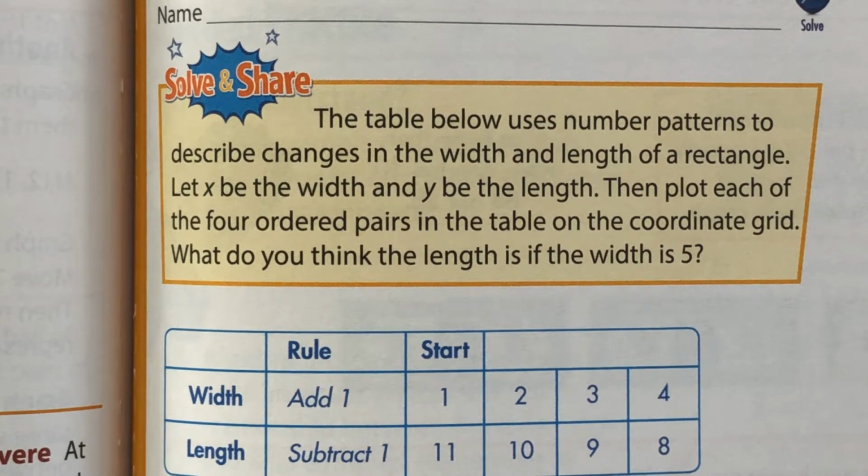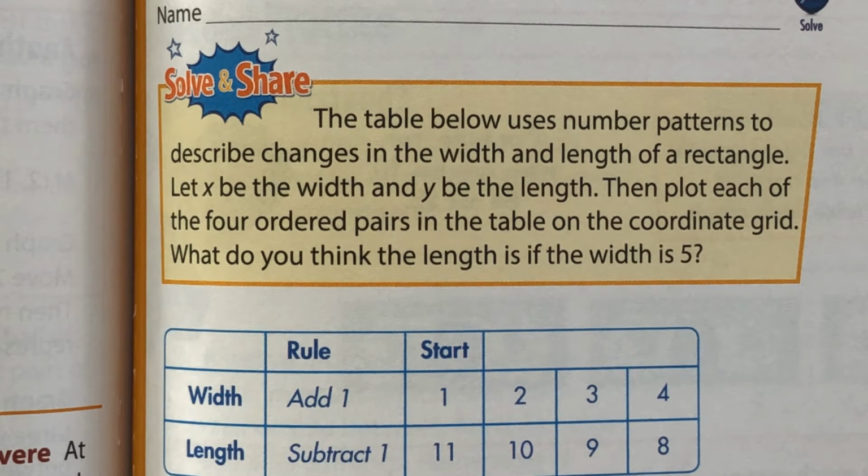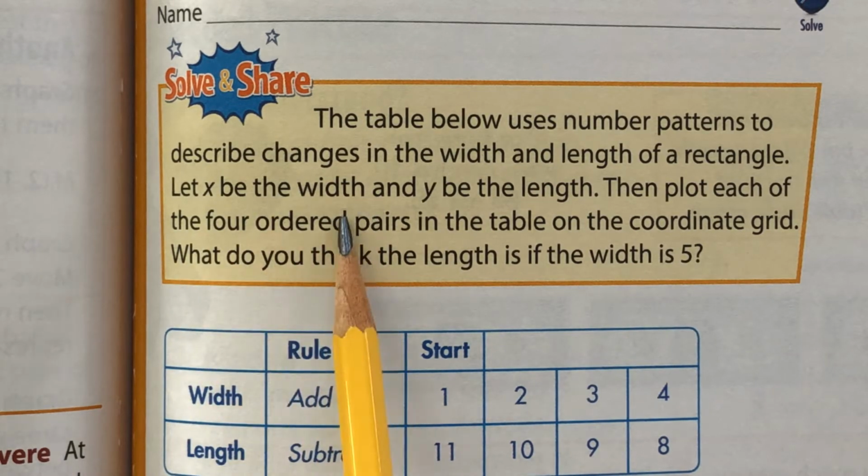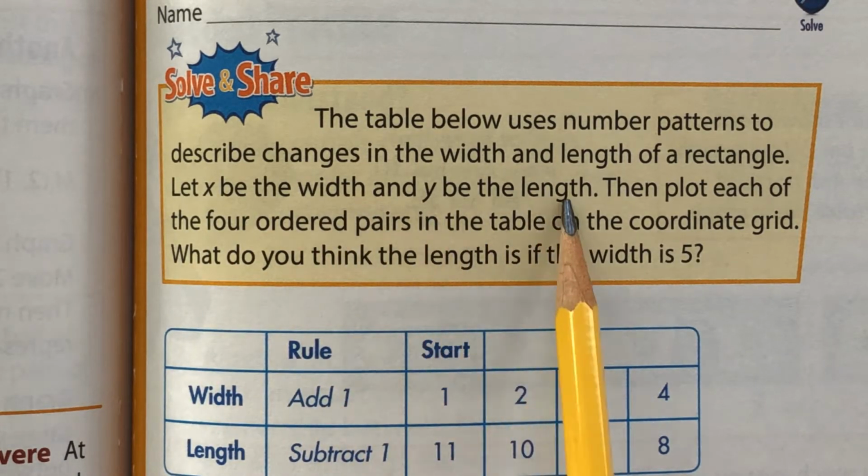So we are going to continue our topic on the coordinate system, and today we're going to be working on lesson 14.3, solve problems using ordered pairs. So right now I'm on page 789 in your workbook if you would like to turn to that page and follow along with me. It says the table below uses number patterns to describe changes in the width and length of a rectangle. Let X be the width and Y be the length.